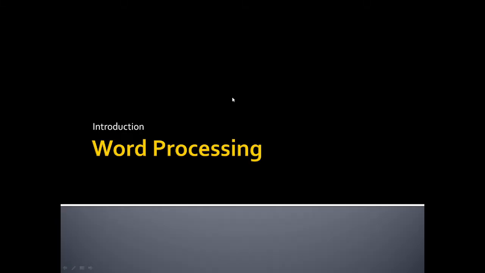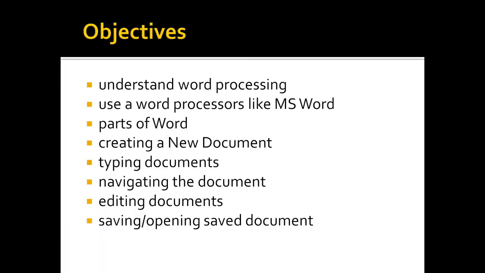Introduction to word processing. The objectives: understand word processing, use a word processor like Microsoft Word, and learn the parts of the Microsoft Word application. Then creating a new document, typing text in documents, navigating the document, editing documents, and saving and also opening saved documents. So these are the objectives.